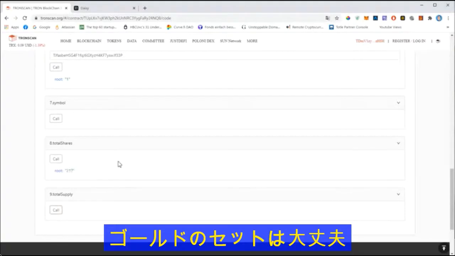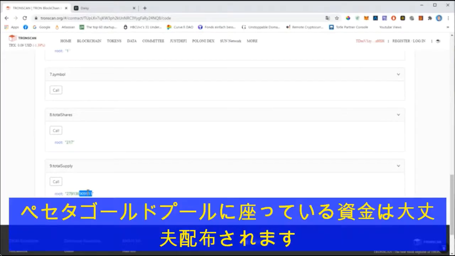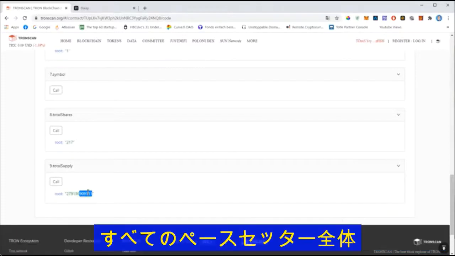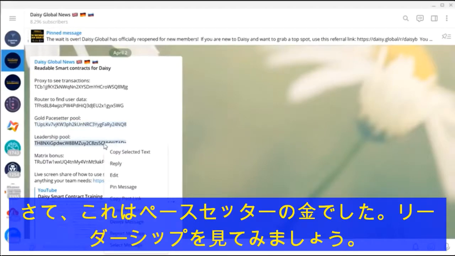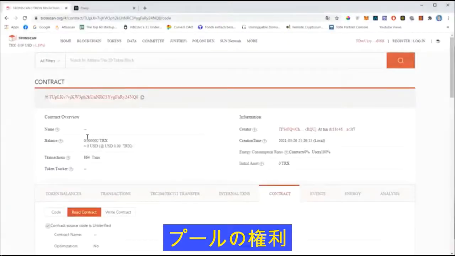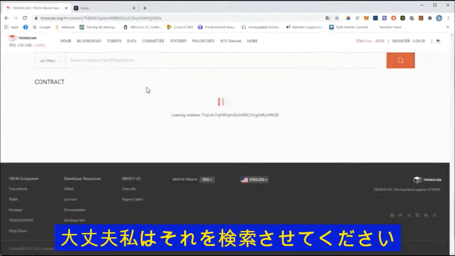Okay, total supply. I guess that's the total funds sitting in the paysetter gold pool. Okay, that will be distributed across all the paysetters. Okay, so this was the paysetter gold, and let's have a look at the leadership pool. Right. Okay, let me search for it.